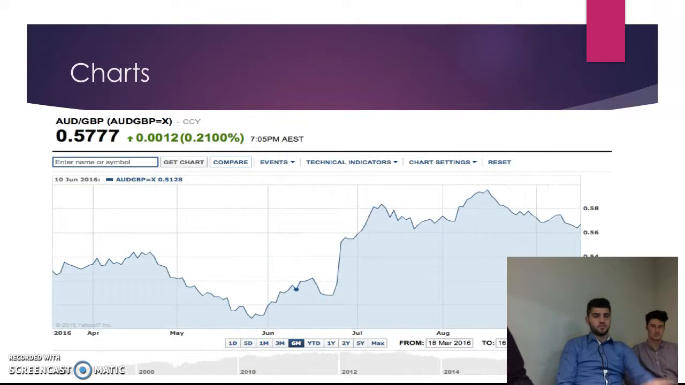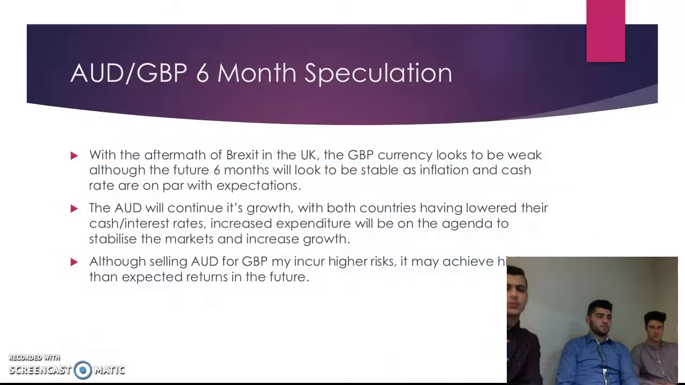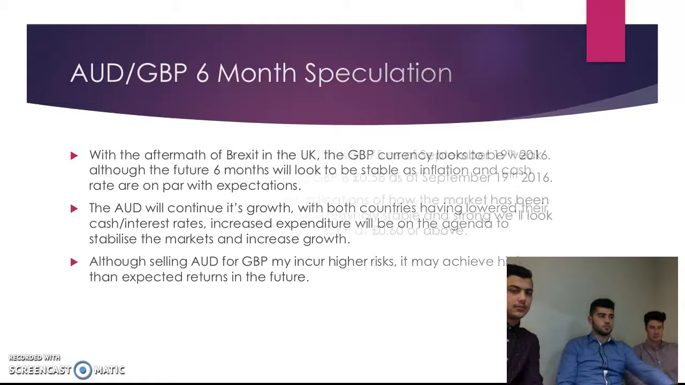This chart just shows, once again, a 6-month view of the AUD and GBP rate. The current rate is 0.5777 and shows an unfavourable rate from an Australian's point of view. The AUD and GBP 6-month speculation. With the aftermath of Brexit in the UK, the GBP currency looks to be weak, although the future 6 months will look to be stable as inflation and cash rates are on par with expectations. The AUD will continue its growth, with both countries having lowered their cash interest rates. Increased expenditure will be on the agenda to stabilise the markets and increase growth. Although selling AUD for GBP may incur higher risks, it may achieve higher than expected returns in the future.